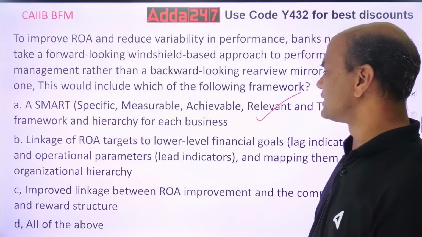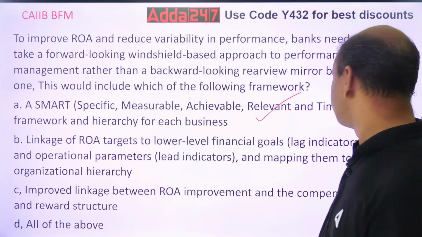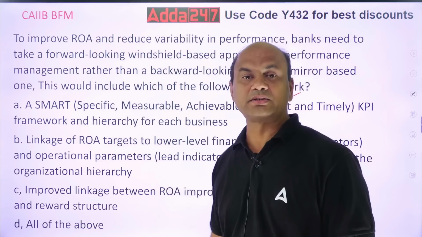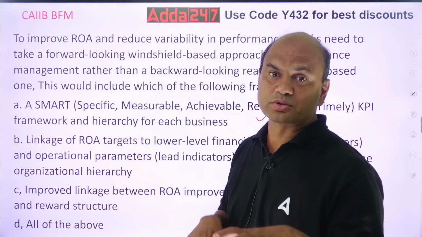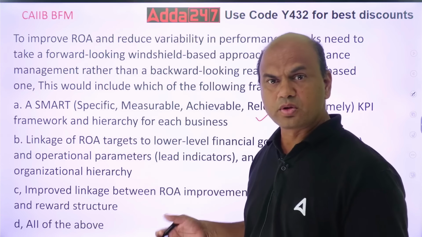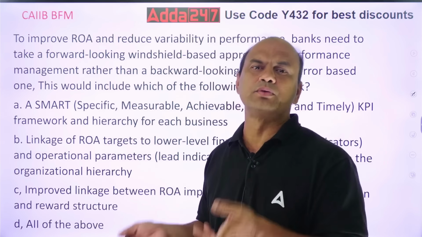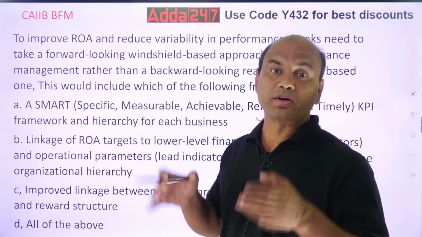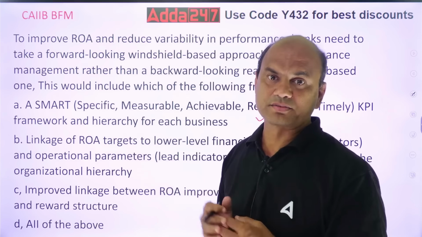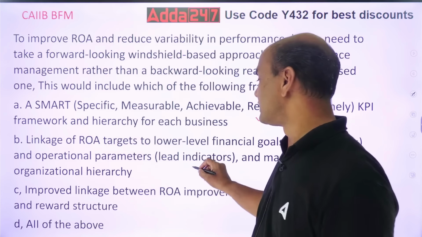Linkage of ROI targets to lower level financial goals, lag indicators, and operational parameters, and mapping them to the organizational hierarchy means giving specific targets to specific persons, to a level-based person. Do you need that? Obviously, your regional manager will have higher targets than you, isn't it? Because the regional manager is controlling the region, and you are in the branch. So it is hierarchy based, and this is also true.